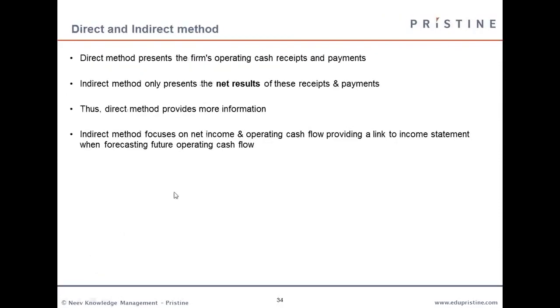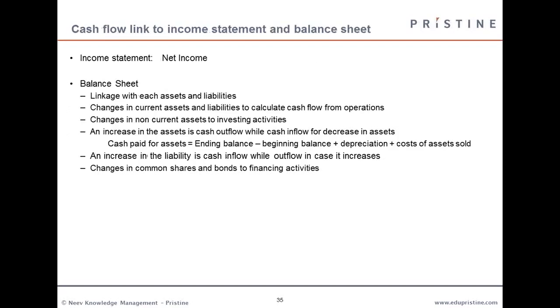So indirect method only presents the net results of these receipts and payments, whereas direct method gives the complete detail. So indirect method focuses on net income and operating cash flow, thus providing a link to income statement when forecasting future operating cash flows. So the important thing is all these financial statements are linked.